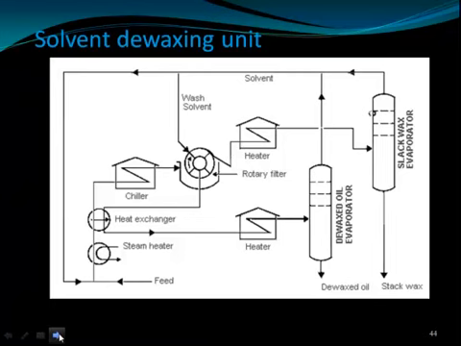So here the feed is taken, then heated, then passed to the heat exchanger and chiller. Then it is passed to the slack wax evaporator. So we can have two: one is the dewax oil evaporator and the other is the slack wax evaporator. From the dewax oil evaporator we can have the dewaxed oil, and from the slack wax evaporator we can have the slack wax, whereas the solvent will return to the mixer.